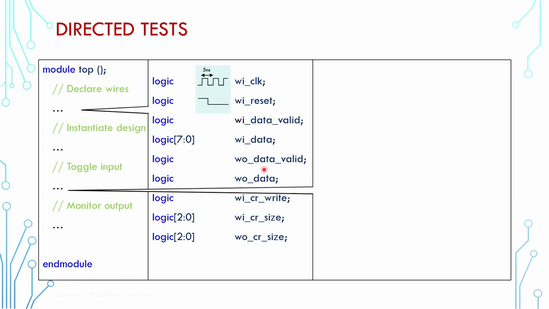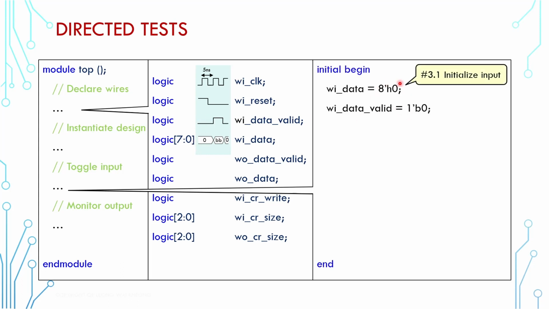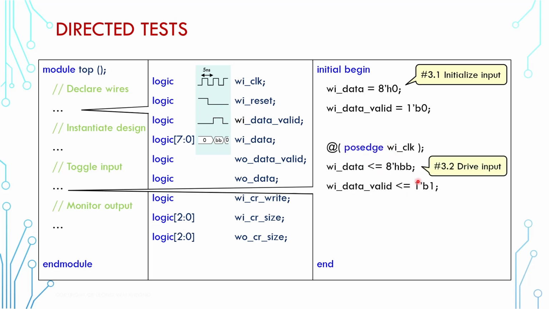Now that we've handled clock and reset, let's handle the data. We want to drive one single data like this. At first, all input signals are driven to a known value. Then at the rising clock, we drive one data and along with it, we drive data valid to 1. And at the next clock, we drive the data and the valid back to 0. Now there are several problems with this code. Do you know what they are?